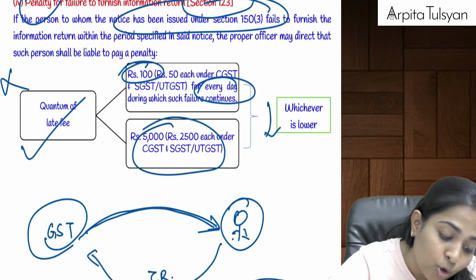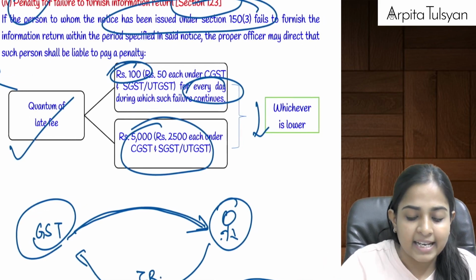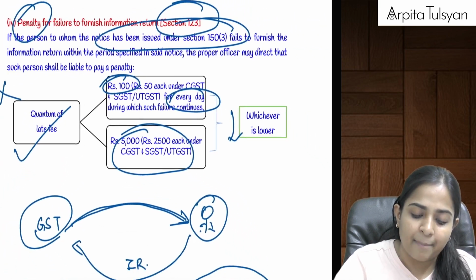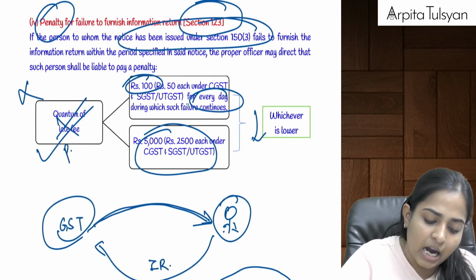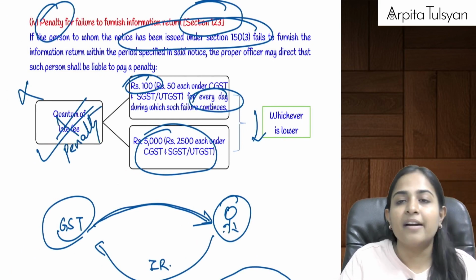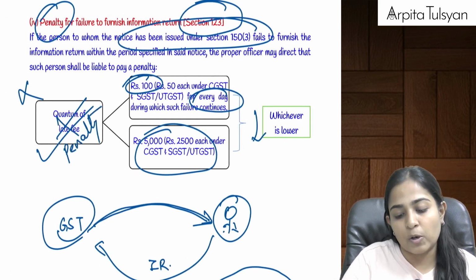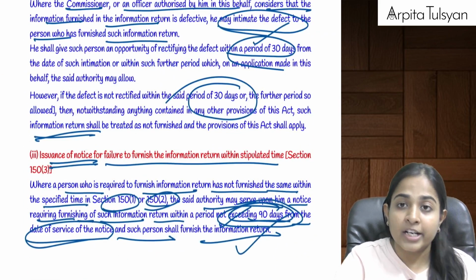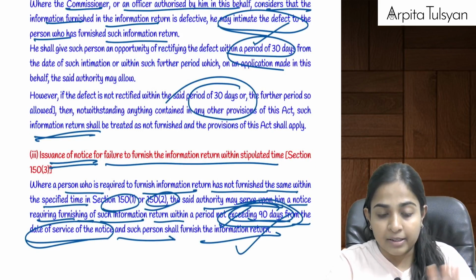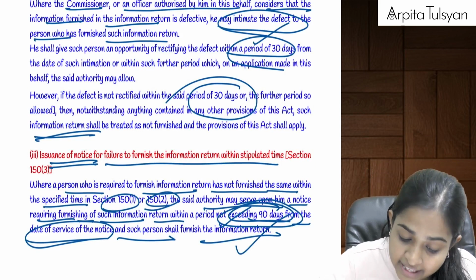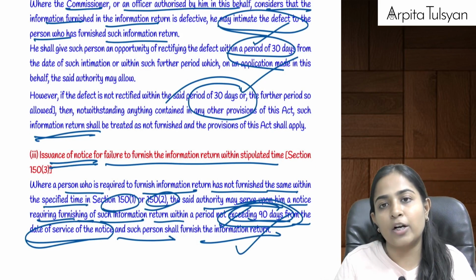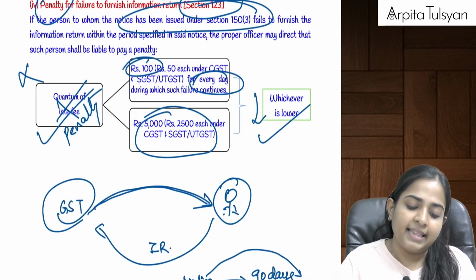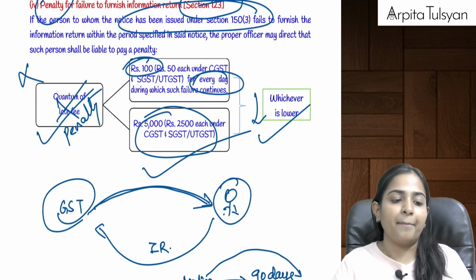And if they do not do it, then in that case penalty will be applicable on them. What is the amount of penalty applicable here? The amount of penalty applicable will be 100 rupees per day or 5,000 rupees, whichever is lower. So if they do not furnish it upfront in the first attempt itself, or when they are not rectifying it within a period of 30 days, even after giving a warning of a further 90 days, then in that case, this penalty will become applicable on them.